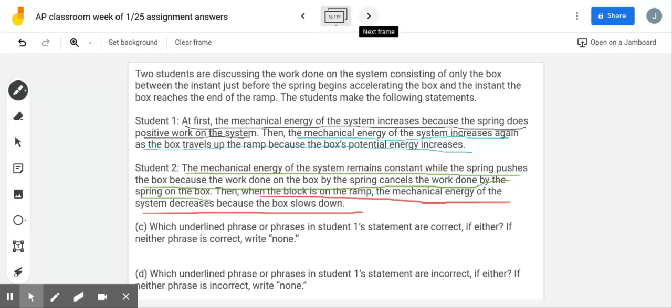Okay, so now let's take a look at student one. We're going to talk about the work done on the system only of the box. Okay, so that's kinetic energy only. If it was box-Earth or box-spring, we could include some potential energy, but we cannot.